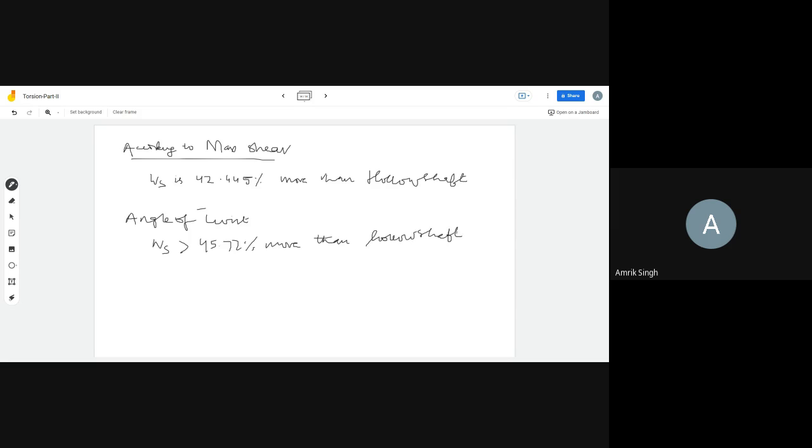So that means according to the maximum angle of twist criteria, the solid shaft will be heavier as compared to the maximum shear criteria. So that means the shaft will be costly. But if we go as per the maximum shear criteria, the shaft will be economical. You got the idea?